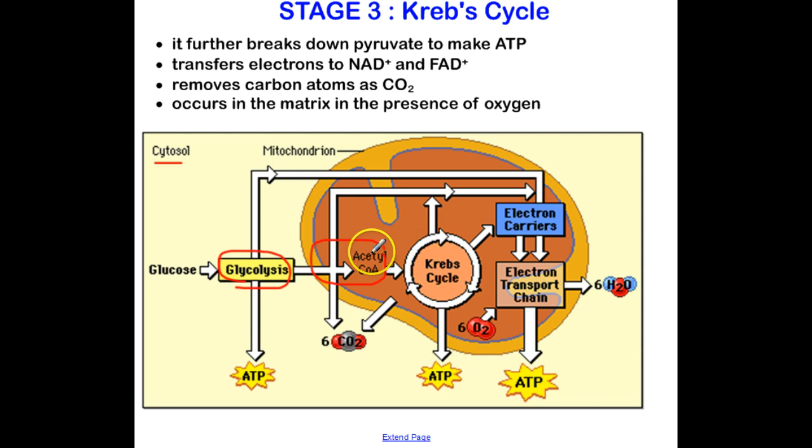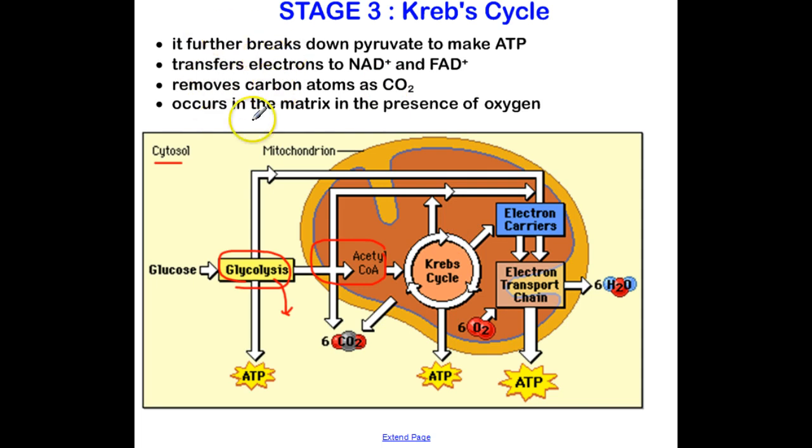So remember that stage 2 only happens if we have oxygen present. If we don't have oxygen present, after glycolysis we go to lactic acid fermentation, or if you're a yeast, alcoholic fermentation. So oxygen's present, so we undergo pyruvate oxidation, and we form this that becomes the starting material for the Krebs cycle. So now we're going to look at the Krebs cycle in a little bit more detail.